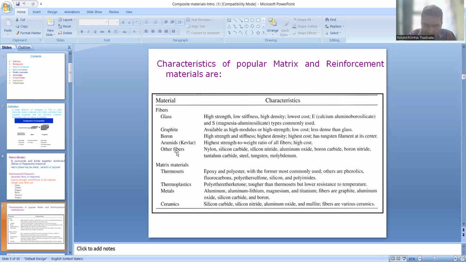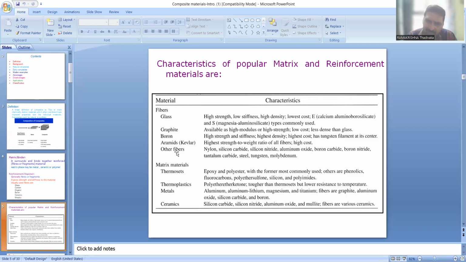Other fibers: nylon, silicon carbide, silicon nitride, aluminum oxide, boron carbide. These are all ceramics. We will use ceramics also for fibers. Next one is the matrix materials. Matrix material generally will use thermosets and thermoplastics. Of the thermosets, one of the best is epoxy resin or polyester.